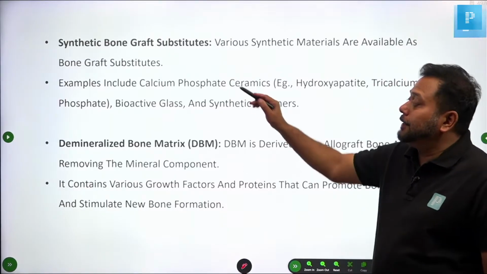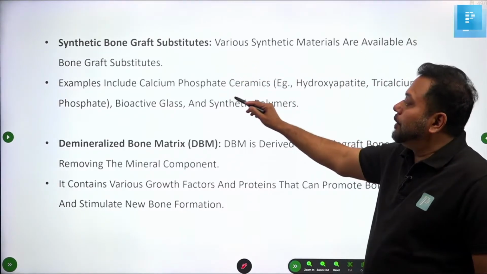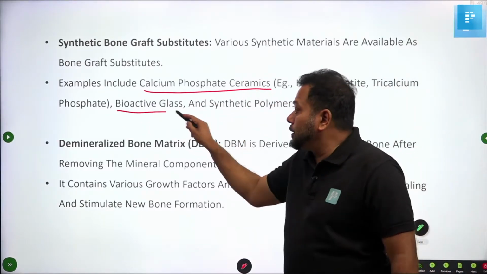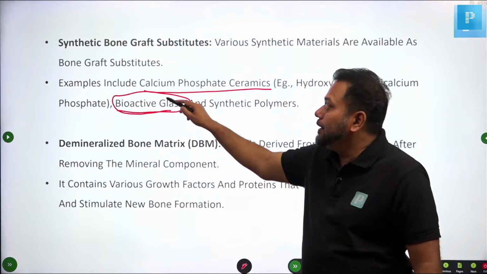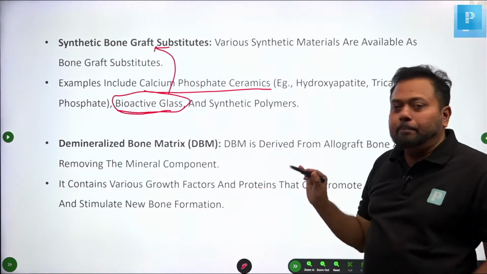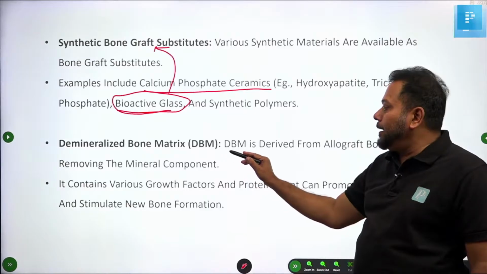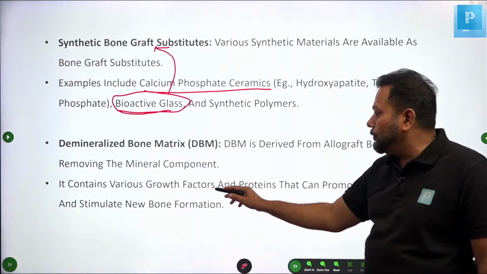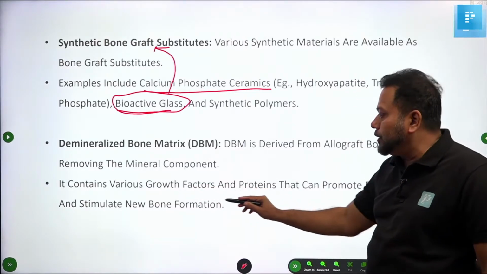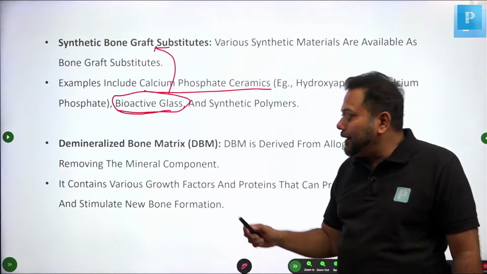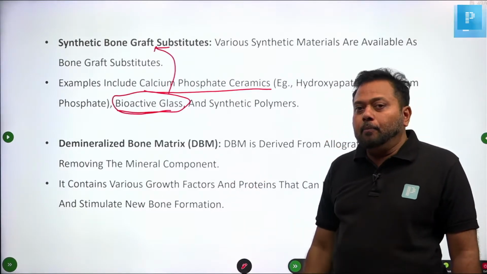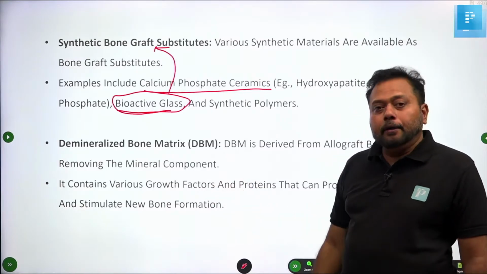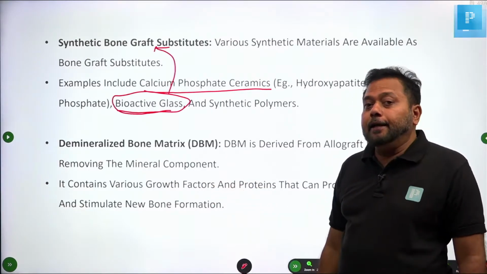Synthetic bone graft substitute materials are available, for example, calcium phosphate ceramics. Bioactive, this was an asked question. Bioactive glass is a synthetic bone graft substitute. Please read this. Demineralized bone matrix is derived from allogenic bone after removing the mineral component. It contains various growth factors and proteins that can promote bone healing and stimulate new bone formation. In Madras Medical College, they have what is called a bone bank. In the bone bank, they are preparing this demineralized bone matrix. This can be used to promote healing in non-union.